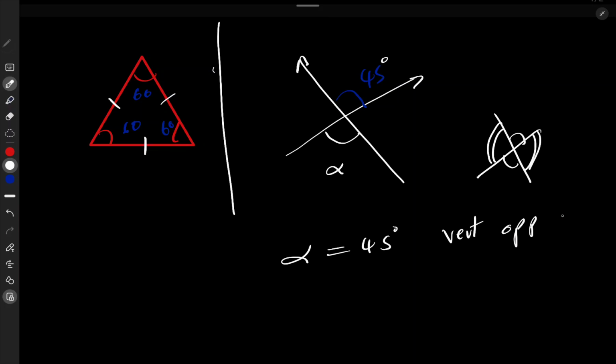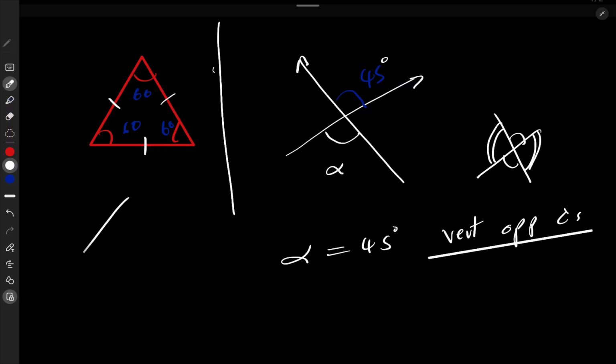opposite angles. Okay, so we've learned that there is a reason called vertical opposite. If you see an X, vertical opposite. And then if the angles are on a straight line, you can sum them to 180.